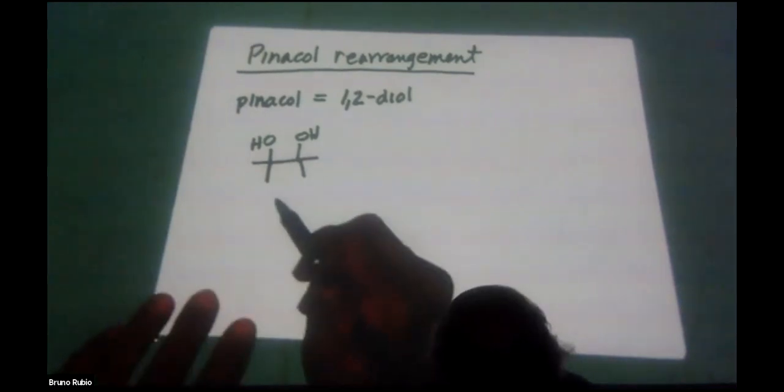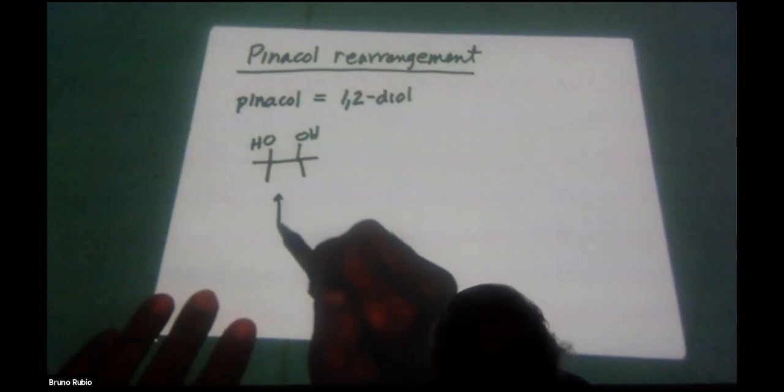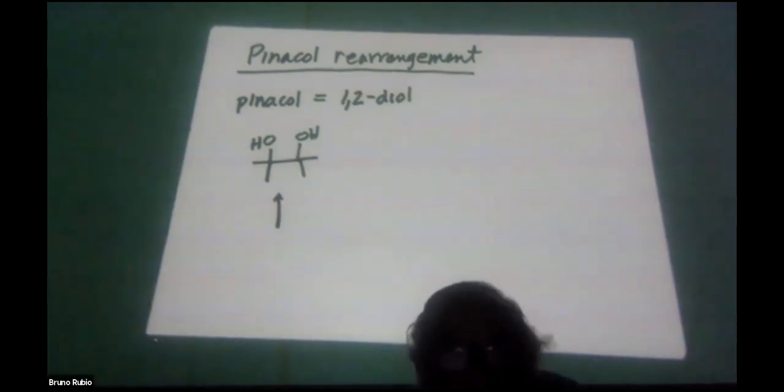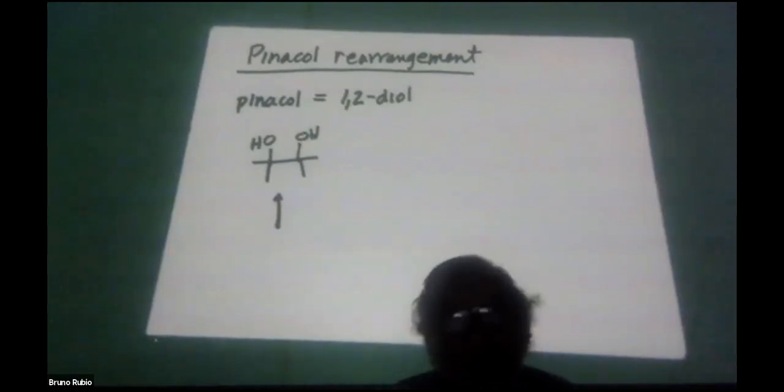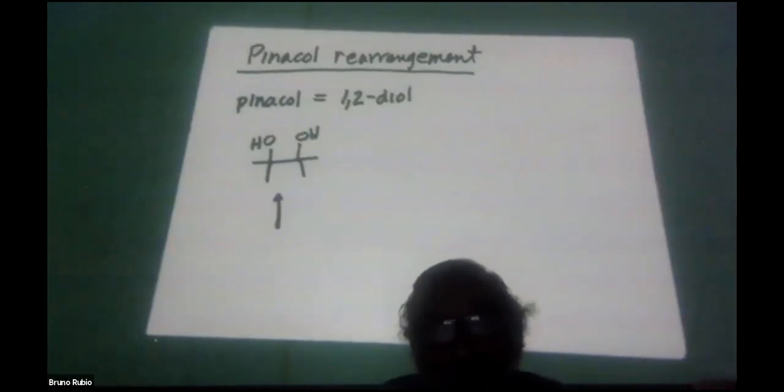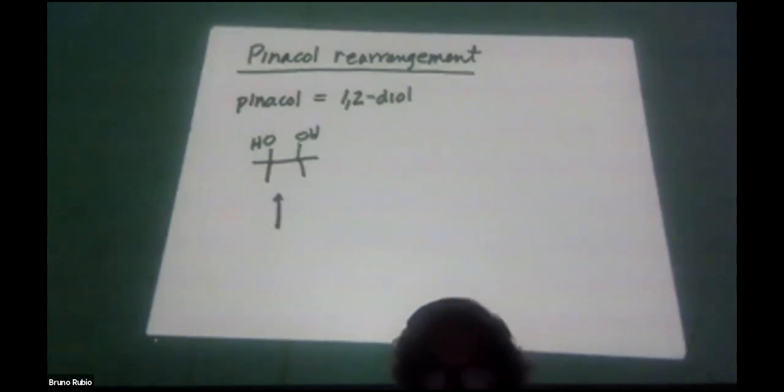So let me ask you in the chat here, anybody have any idea of how a compound like this could be made? Maybe it's something you saw in Orgo 1. How would you synthesize, how would you create a 1,2 diol? How would you create a pinacol in the laboratory? Maybe it's a reaction you studied in Orgo 1. How do you put in OH groups, side by side OH groups?